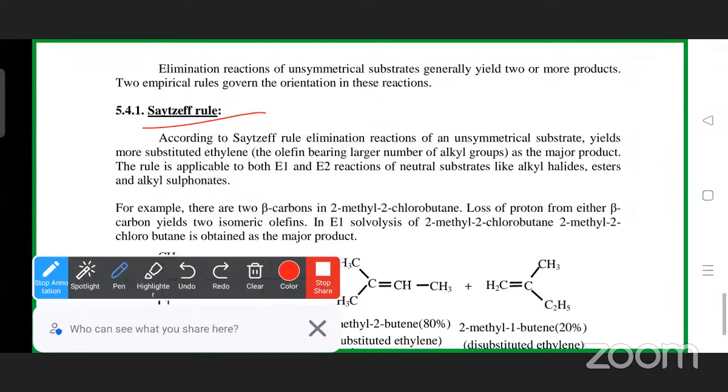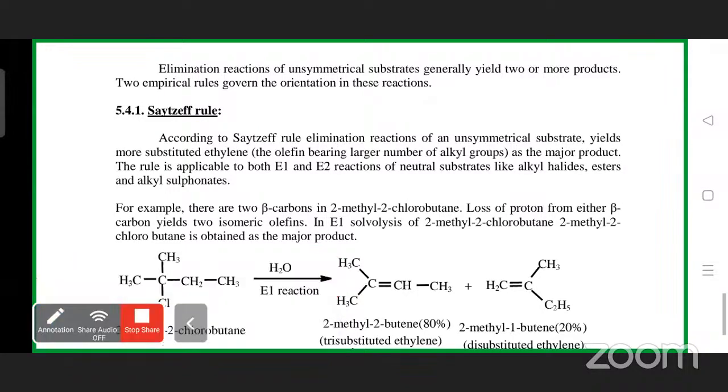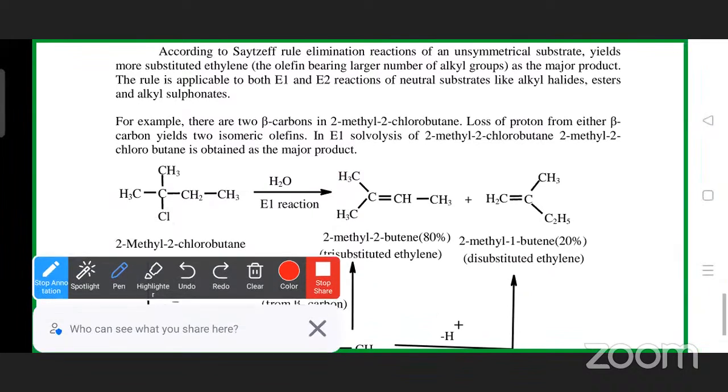According to the Saytzeff rule, the orientation in the elimination reaction is towards the formation of the highly substituted olefin, or alkene. You can see this in this example. Here 2-methyl 2-chlorobutane is taken. On this 2-methyl 2-chlorobutane there are beta hydrogens on both sides. This is a beta hydrogen, and this is also a beta hydrogen.